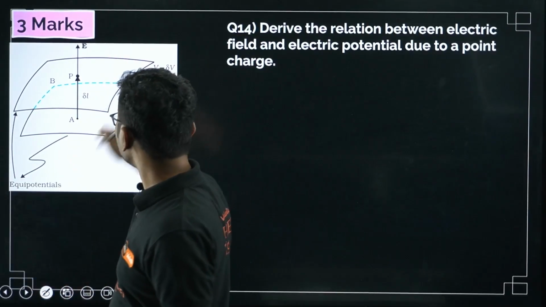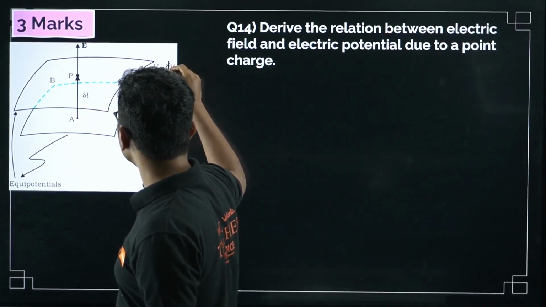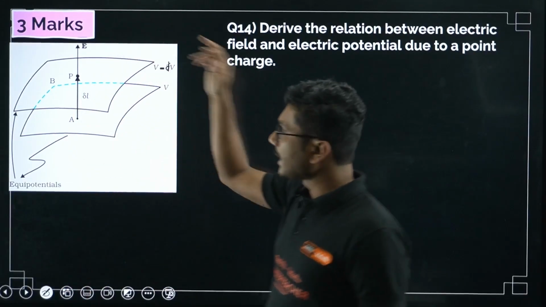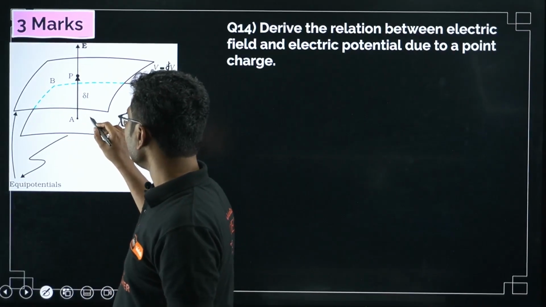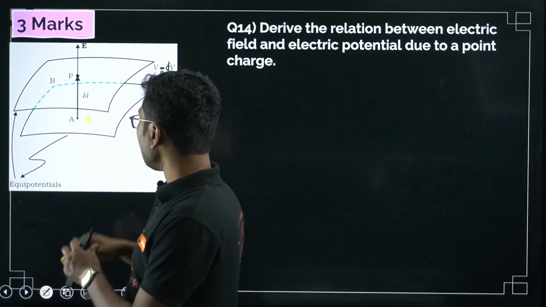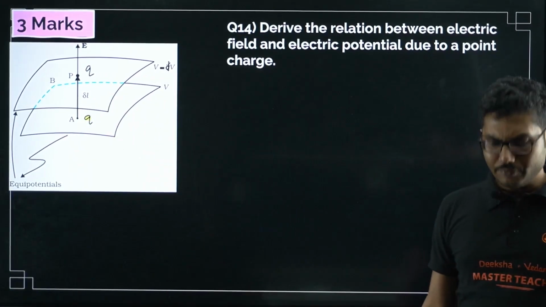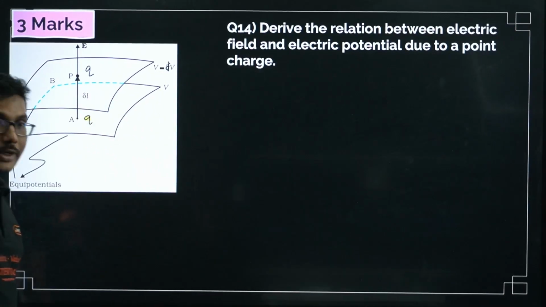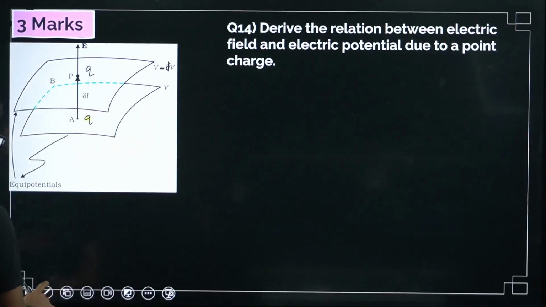I have taken this diagram from one of your textbooks, so that is why they are using this delta V. We know already the differentiation, so we will use dV. Okay, so this is the direction. Now what will be the work done to move a charge Q from this surface to this surface? That is our point of observation, and we will find this work done in 2 ways. One is using electric field, one is using electric potential, and then we will compare them.